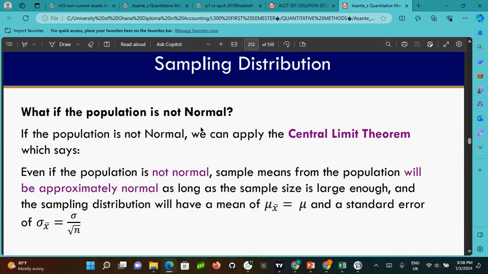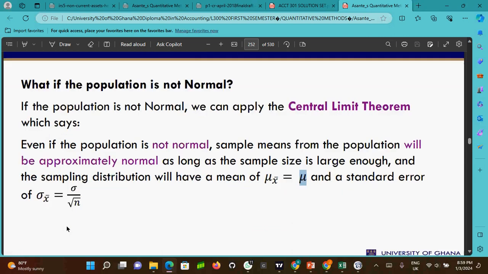What if the population is not normally distributed? If the population is not normally distributed, we can apply the central limit theorem, which says that even if the population is not normal, sample means from the population will be approximately normal as long as the sample size is large enough, and the sampling distribution will have a mean of mu, the population mean, and the standard error, the same thing.